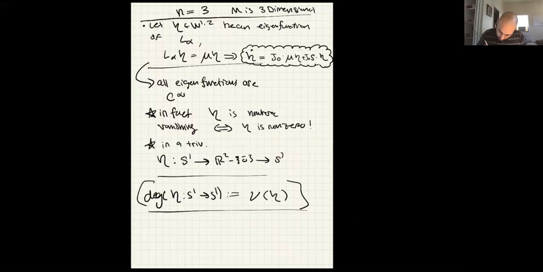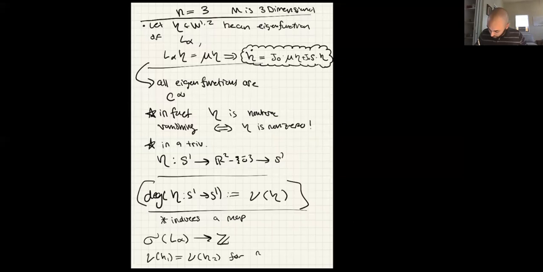So this induces a map from the spectrum of your asymptotic operator to Z, because eta 1 is the winding number of eta 2 for non-zero eta 1, eta 2 eigenfunctions of the same eigenvalue. Okay, so you get this map. And the cool thing is that this map is surjective.